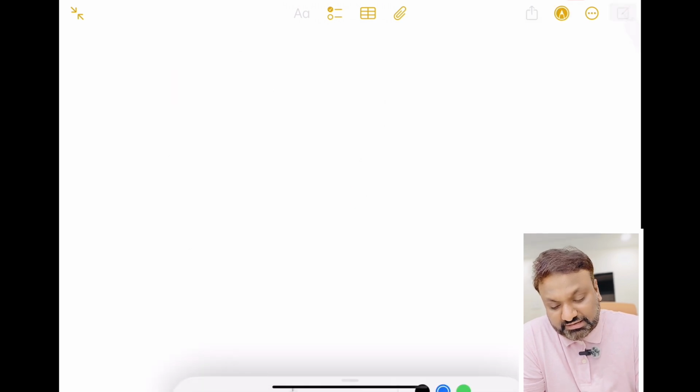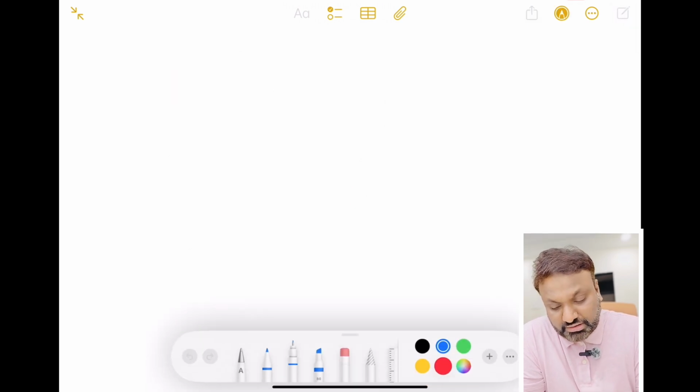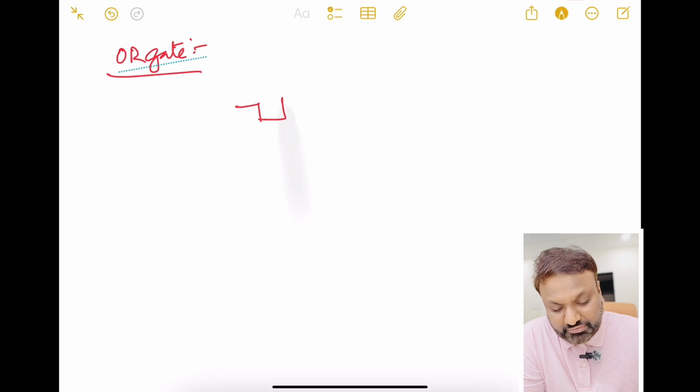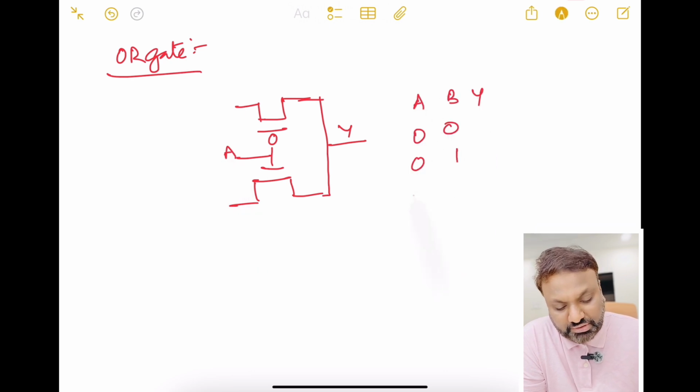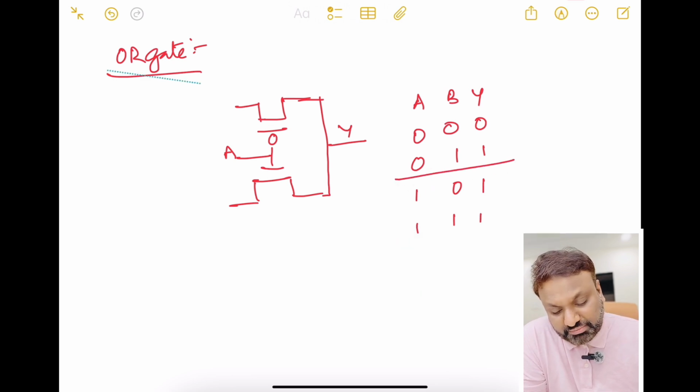Similarly, I can implement, let us take the OR gate. Like I told you, the structure is the same for all the logic gates. The only thing that changes is what input you are giving here. This is my Y and this is A. So A, B, Y: 0, 0, 0; 0, 1, 1; 1, 0, 1; 1, 1, 1. For the OR gate it is 0, 1, 1, right? Correct?